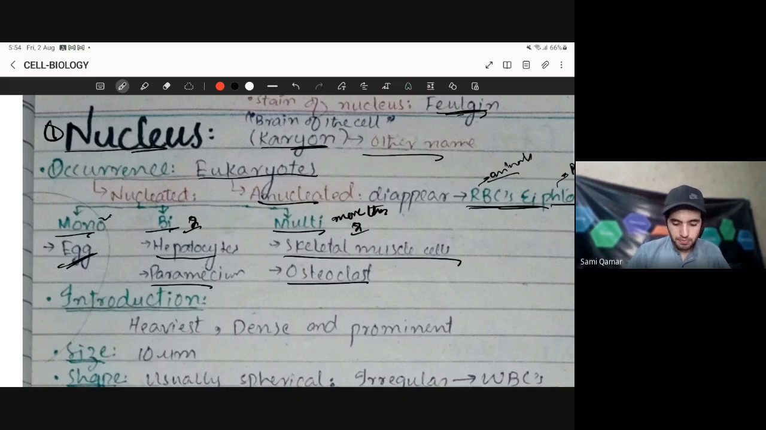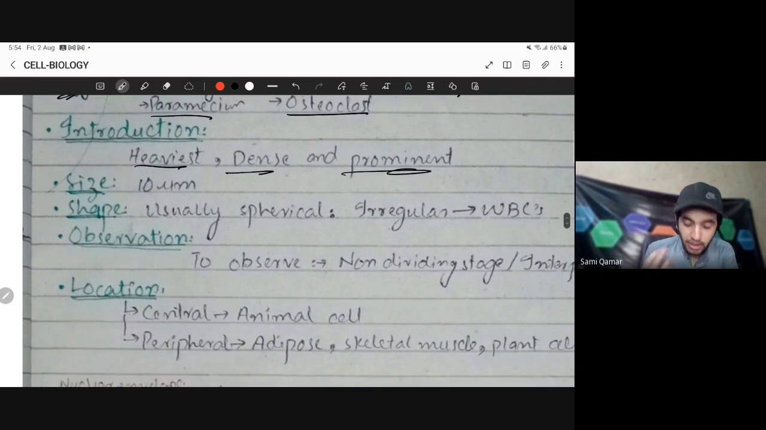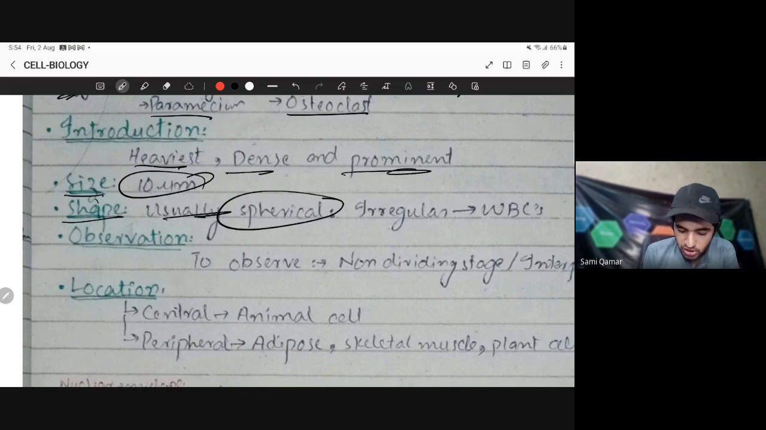Okay, that's good. So see here, nucleus. Now let's talk about the introduction of the nucleus. It is the heaviest, densest, and most prominent organelle in the cell. Its size is 10 micrometers. Its shape is usually spherical, meaning circle-like. It is irregular in shape in the white blood cell.